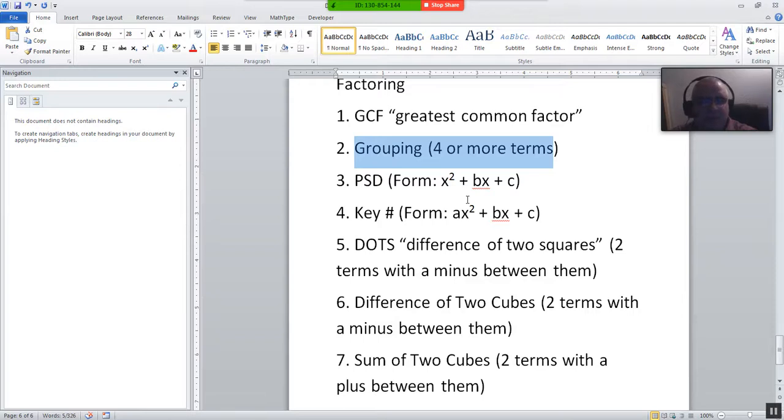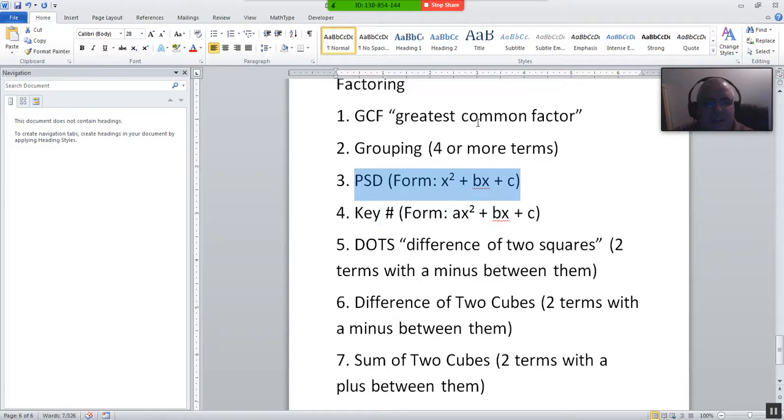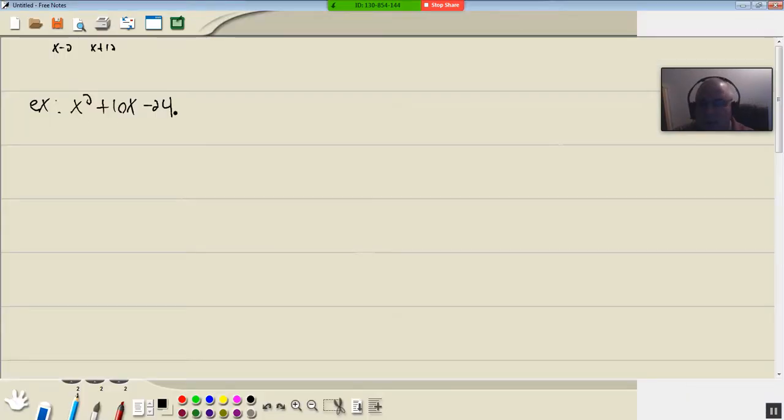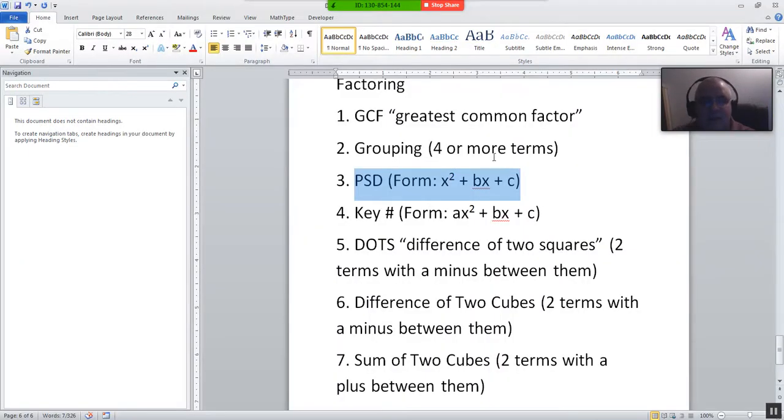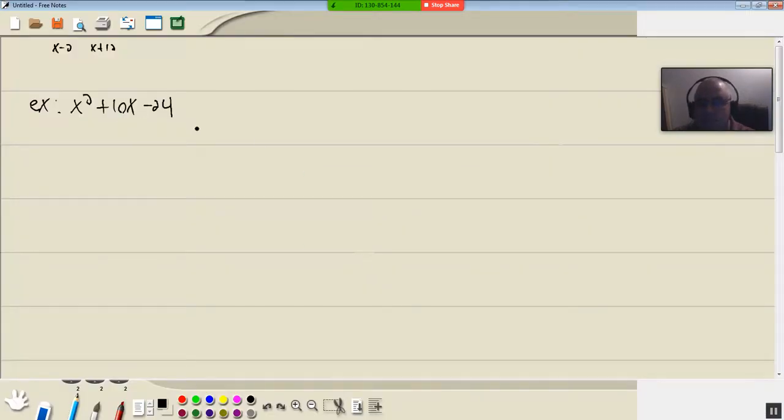Now next method is a PSD. Let's see. Let's say we've got x squared plus 10x minus 24. Let's see, GCF, there isn't any. We've got 3 terms that don't have anything in common. Grouping doesn't fit because grouping is when you have 4 or more terms. We just have 3 terms here.